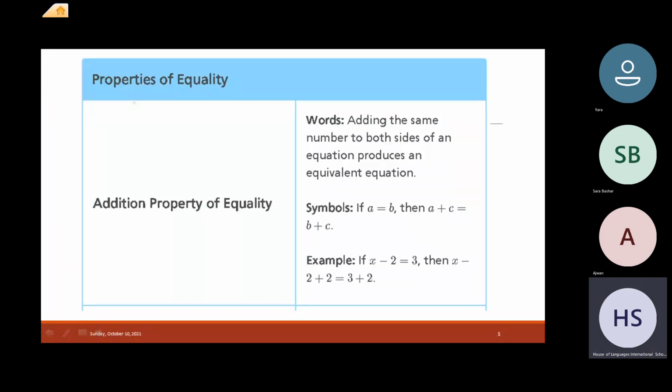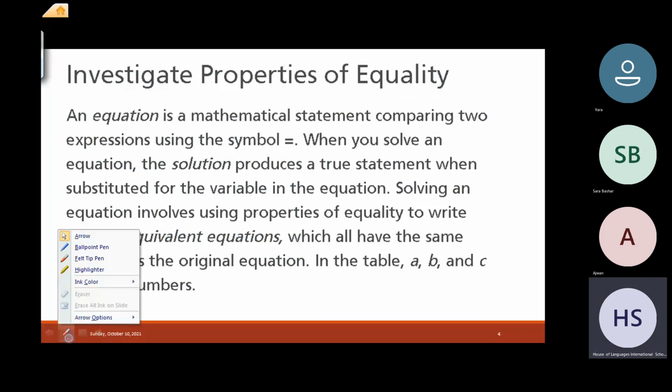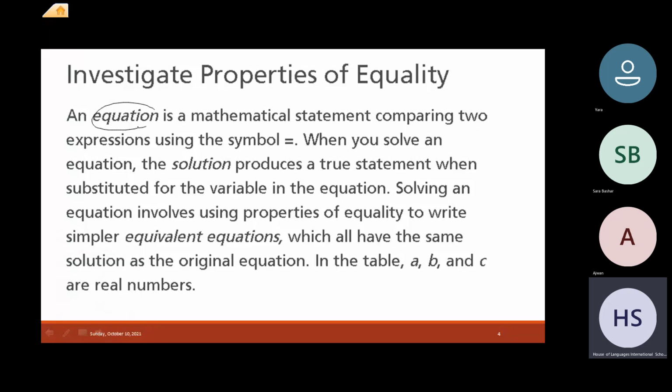I told you before that an equation has a variable, constant, and equal sign. This is an equation. So an equation has an equal sign. When you have an equation, you must solve it. What do I mean by solve it? Find the value of the variable. Find x, find y, find n, find p, and so on. This is an equation.